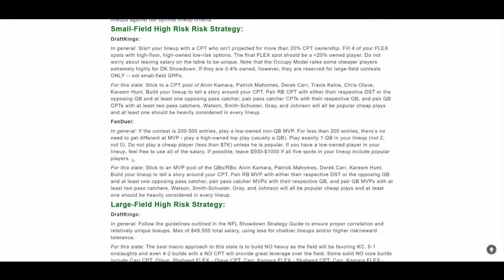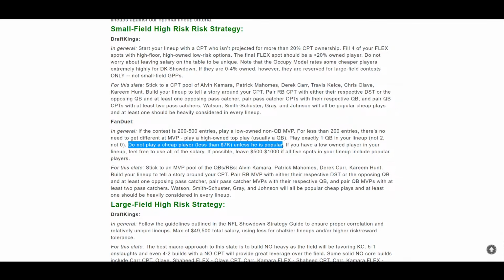This is small field GPPs. If the contest is 200 to 500 entries, play a low-owned non-quarterback MVP. For less than 200 entries, there's no reason to get different in MVP. Play a high-owned top play, usually quarterback. Play exactly one quarterback in your lineup, not 2, not 0. This is from historical data. Typically, in these smaller GPPs, one quarterback is the optimal approach. Do not use a cheap player, less than $7,000, unless he is popular.